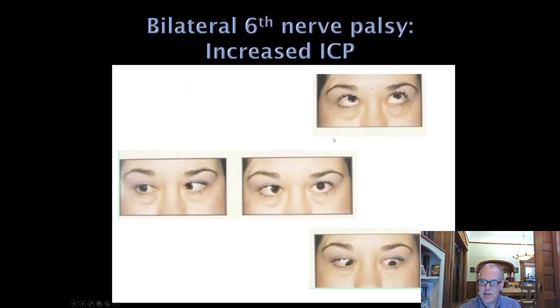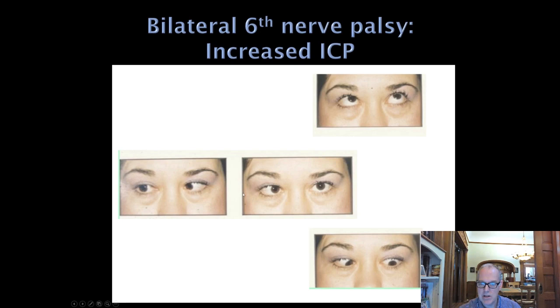Now, one other thing about the sixth nerve. Lots of things can affect the sixth nerve, but the sixth nerve is classically involved when we have increased intracranial pressure. And that can be from any number of things: a mass lesion in the brain, like a tumor or a hemorrhage, or hydrocephalus. Increased intracranial pressure will often cause traction on the brainstem that will damage both sixth nerves. And so we get a bilateral sixth nerve palsy with increased intracranial pressure.